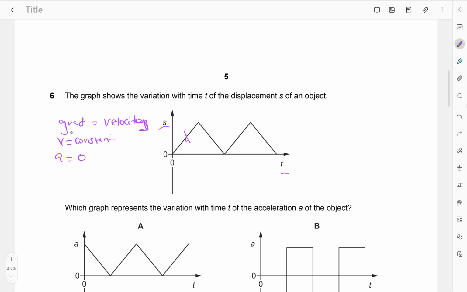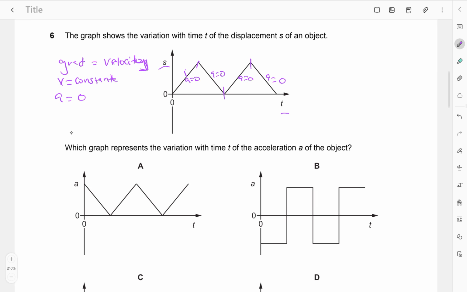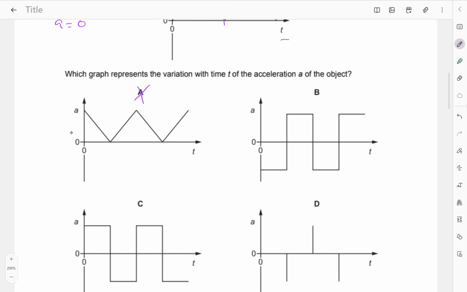So here acceleration is zero, acceleration is zero, acceleration is zero. It only changes here at the peaks. When the gradient is constant, it means the velocity is constant. And when the velocity is constant, it means the acceleration is zero. So we look for every part of the line where the velocity is constant, the acceleration should be along the x-axis. So this one is wrong.